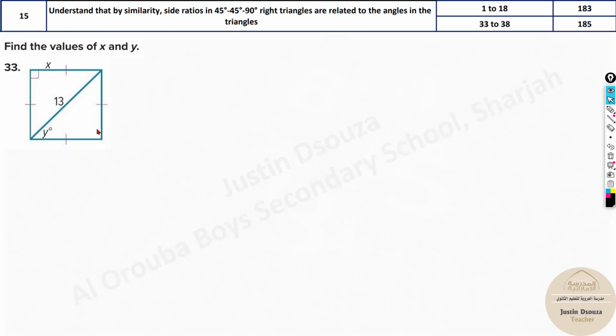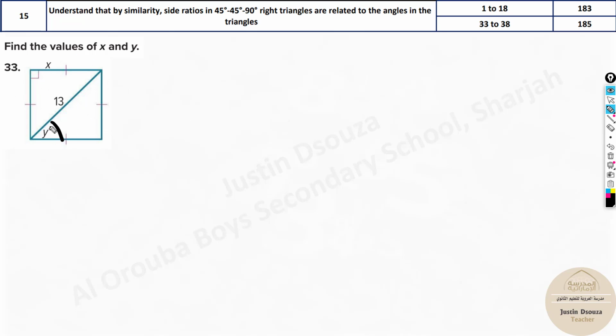Now we look into a little bit of complicated problems. But look carefully. What do they ask over here? X and y degrees. X means this length x. This is a square. All the values are equal. So if you find this length x, then this and this all are equal. And what is this degrees?